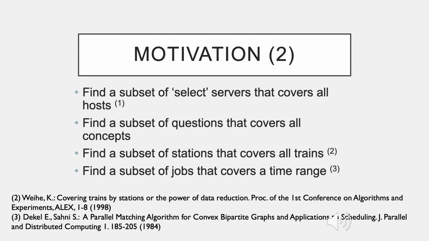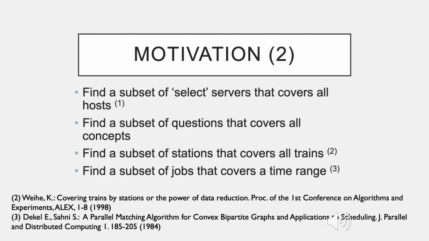The problem appears in a number of applications. As mentioned in Abbas et al., red-blue dominating set can effectively replace the more general dominating set in a large number of network protocols. For example, to find a subset of select servers that covers all hosts, and select here can mean powerful hosts or hosts not in sleep mode. And they mention that this makes dominating set-based routing more efficient.